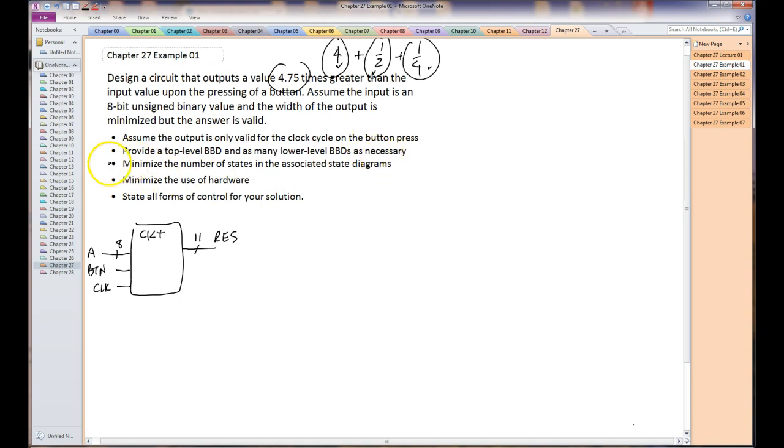One thing to notice here is I'm supposed to minimize the use of hardware and minimize the use of states. In these problems, it's generally not possible to minimize both the number of states and the amount of hardware. The more hardware I use, generally speaking, I can get away with fewer states in the controlling state machine, or if I use less hardware, I'm going to need more states. When I grade these problems, I just want to see an answer. As long as you don't have 50 states or a ton of hardware, that's fine.